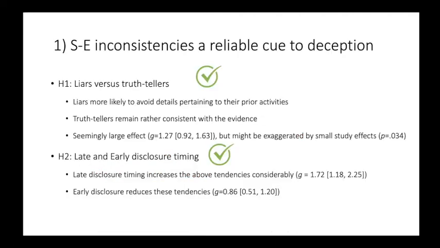So, straight to the findings, we had three research questions. The first research question we had is, are statement evidence inconsistencies a reliable cue to deception? And the answer to that question is yes. We show that liars are more likely to avoid details pertaining to their prior activities, whereas truth tellers remain rather consistent with the evidence. And this is regardless of what interview methods they were interviewed with. So when we add the late and the early disclosure timing on top of that, we see that the late disclosure timing increases these above tendencies considerably, and the early disclosure timing reduces those tendencies. So what this means is basically confirming the idea that an early disclosure plays into the hands of the guilty suspects, and that it allows them to look or behave more similarly to a truth teller. So do not disclose evidence, or think before you disclose evidence, too early.